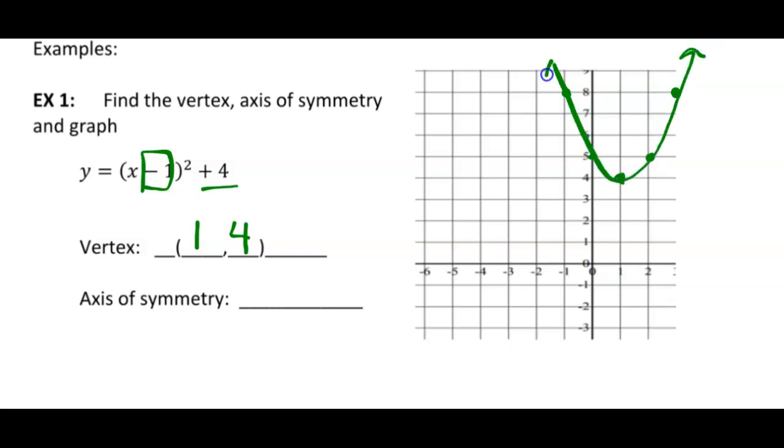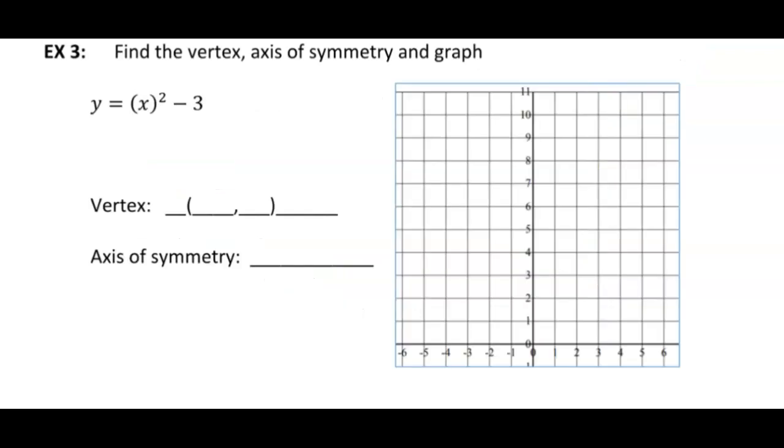You just follow the same pattern over and over. If I fold this in half, where am I going to fold it? At x equals 1. And that's my axis of symmetry. Okay? Let's try number 2.